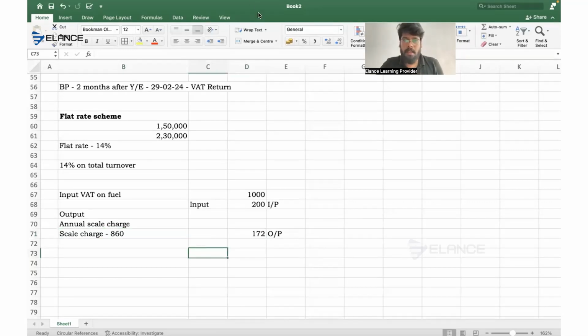Scale charge would be inclusive of VAT or exclusive of VAT? I mean, do I need to separate the VAT out of the scale charge, or do I take that scale charge as it is and then apply 20% on that amount directly? Yes, it will be mentioned in the question itself. If it is exclusive of VAT, you can directly multiply by 20%. Otherwise, you can multiply by 20 over 120. It will be mentioned in the question. Okay, thank you.